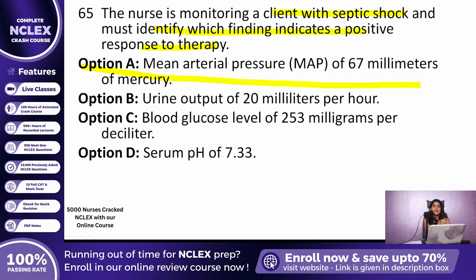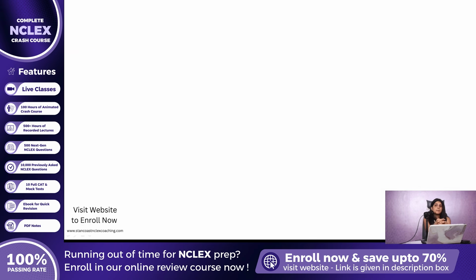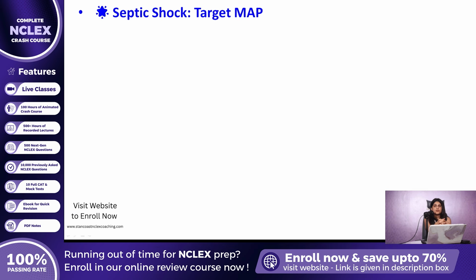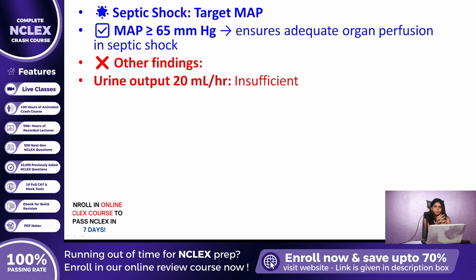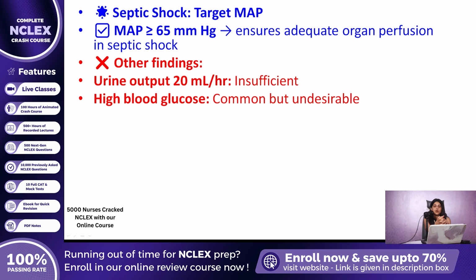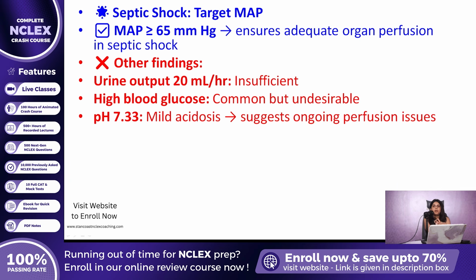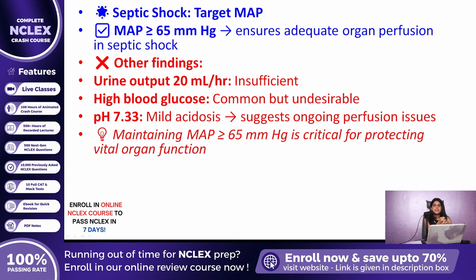The rationale is that a MAP of at least 65 millimeters of mercury is the target in septic shock because it reflects adequate organ perfusion. Although urine output is another important indicator, 20 milliliters per hour is insufficient. High blood glucose is common in septic shock but undesirable, and a pH of 7.33 indicates mild acidosis, suggesting ongoing perfusion issues. The key point is that maintaining an appropriate MAP is essential to ensure that vital organs receive sufficient blood flow during septic shock management.